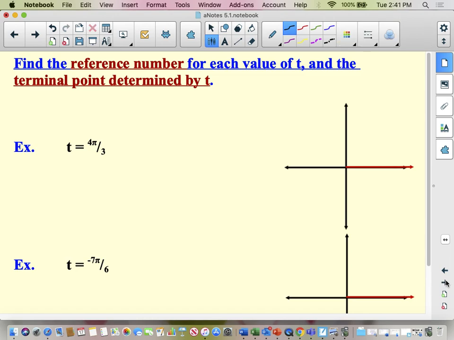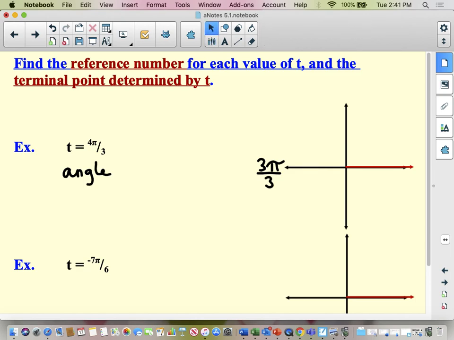Okay, so for example, if you have 4/3 pi, okay, so t is 4/3 pi. This right here is your angle. Okay, so the first thing you probably want to do is visualize it, and how I do this is I look at the denominator if it's a degree in radians. Since it's a third, I know that pi is going to also be a third, so I would just make that 3/3.